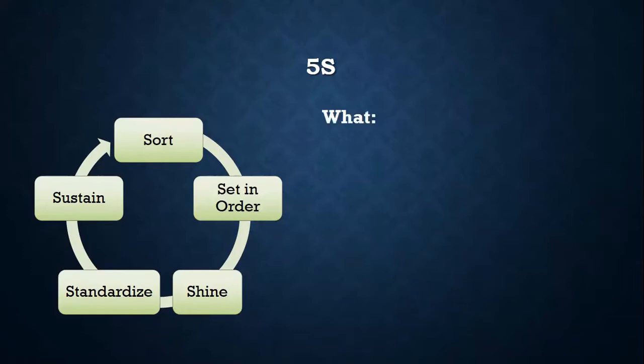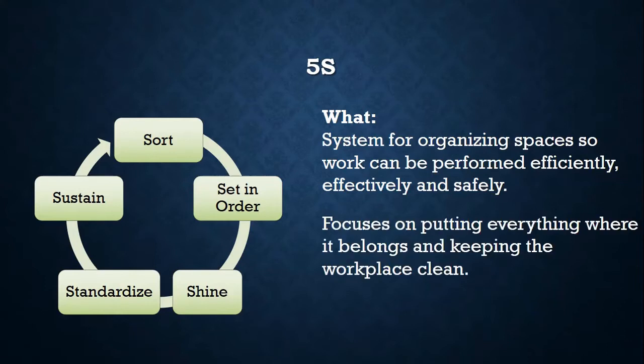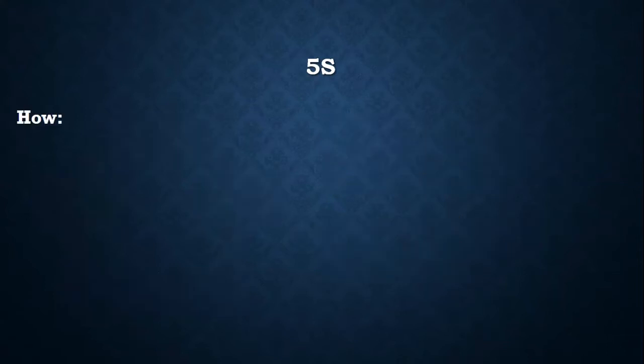So, what is 5S? 5S is a system for organizing spaces so work can be performed efficiently, effectively, and safely. It focuses on putting things where they belong and keeping the area clean so that they can be found and traced when required without effort. Next question comes, how to do 5S? It is very simple, mentioned in the name itself.